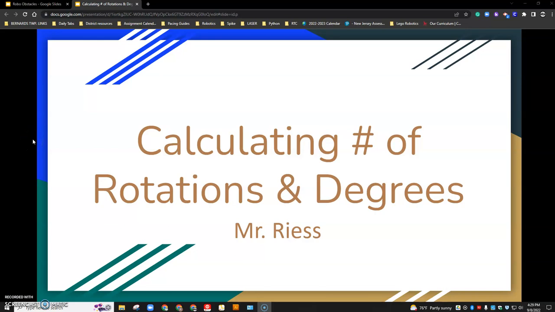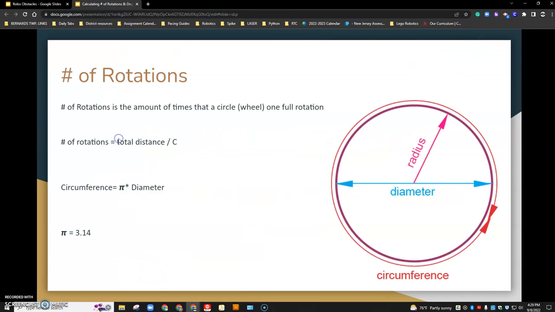Hey team, this is just a quick recap of what we already talked about: how to calculate the number of rotations and degrees for a set distance. As we already talked about, the parts of a circle, which a wheel is really just, a circle.